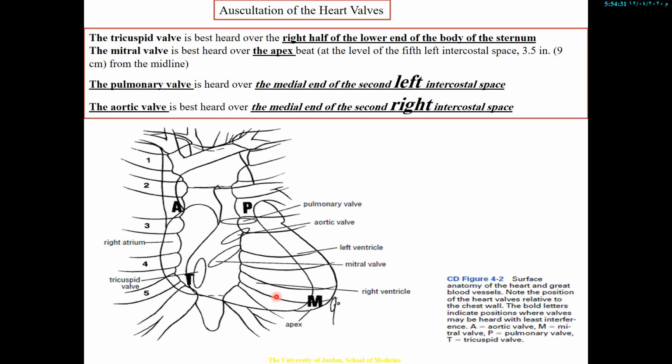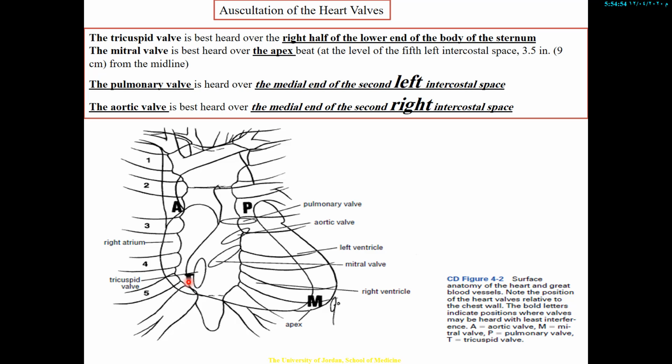Now the mitral valve, this is an easy one: the apex of the heart. Where to place your stethoscope? On the apex of the heart, and we repeated that many times. So the mitral valve is easy to memorize.